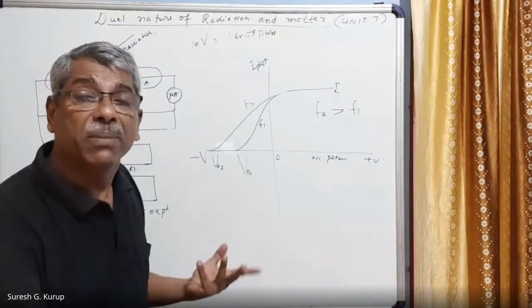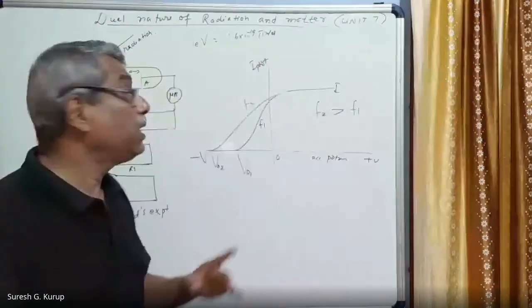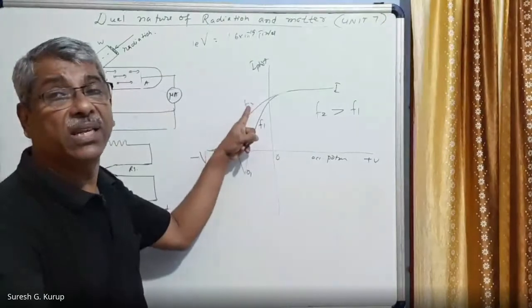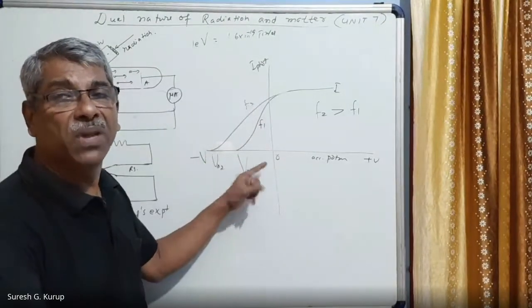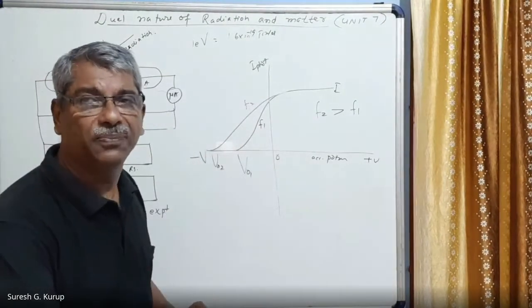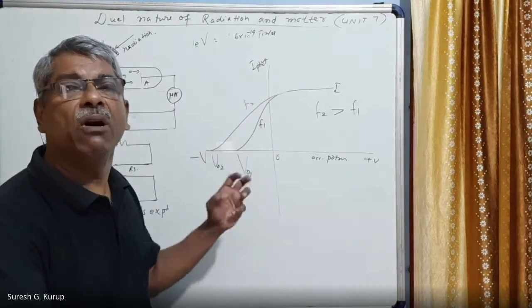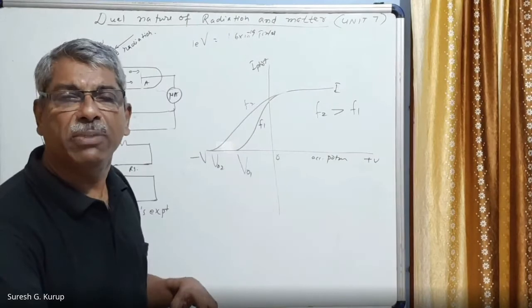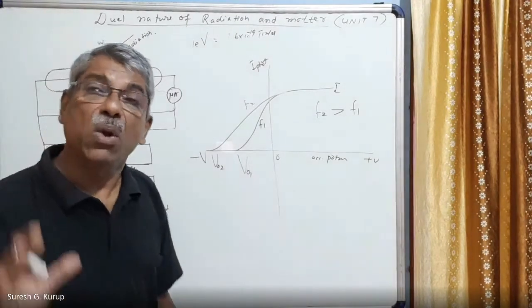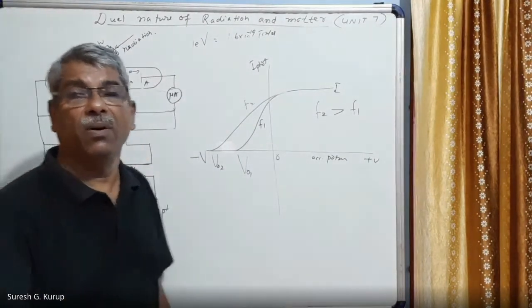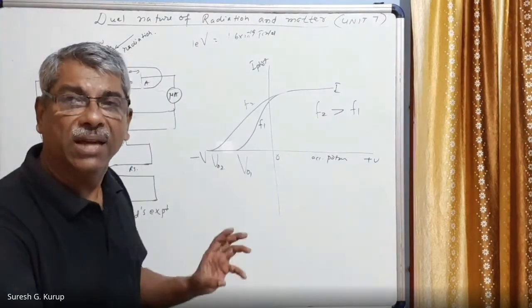Why did this happen? Because in the second experiment, we have taken another frequency, that is F2, greater than F1. From this experiment, it is clear that when the frequency increases, the kinetic energy of the photoelectrons emitted by the cathode plate increases. That is why more work has to be done against it to stop it.